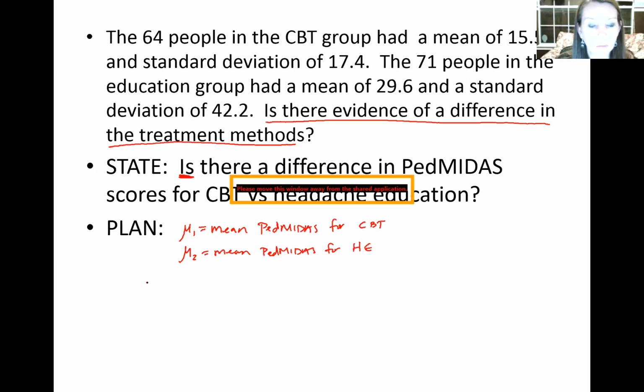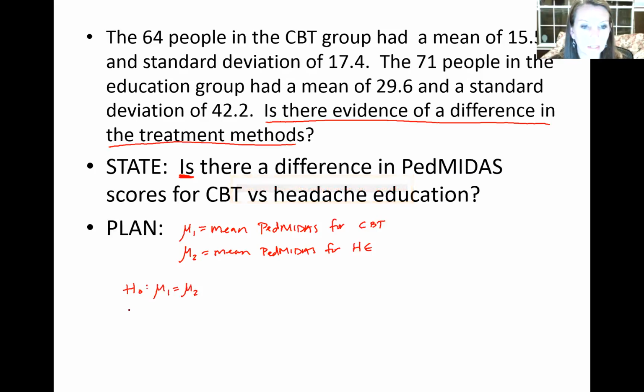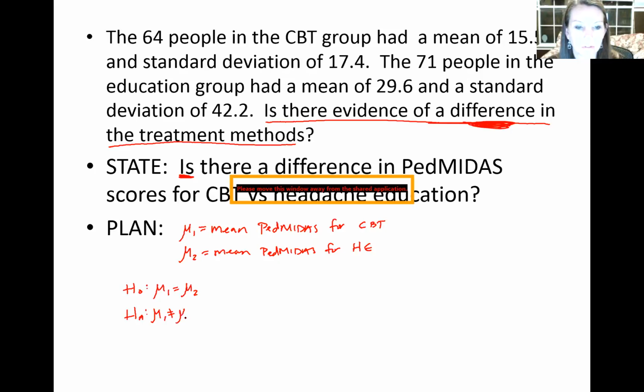Then we're going to write our hypotheses. Under the null hypothesis, we're saying, hey, there's no difference between these two treatments, so mu1 equals mu2. And under the alternative hypothesis, we wanted to know, is there evidence of a difference? Once again, difference is the keyword for not equals. So we have mu1 not equal to mu2.